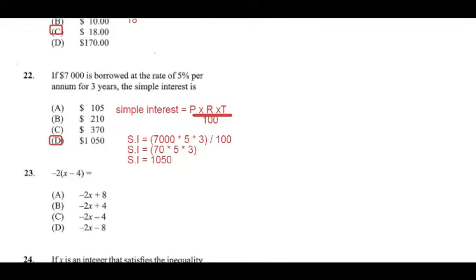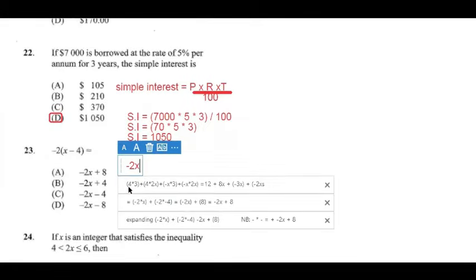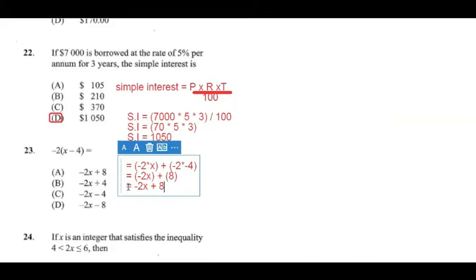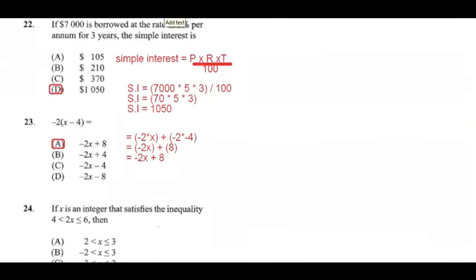So 23, -2 multiplied by this bracket. So before we start working, remember, a negative times a negative always results in a positive. So therefore -2 multiplied by positive x will leave us with -2x, but -2 multiplied by -4 will leave us with +8. So therefore our answer is -2x plus 8, and therefore the answer for 23 is A. So you can just look at that working and continue to practice.